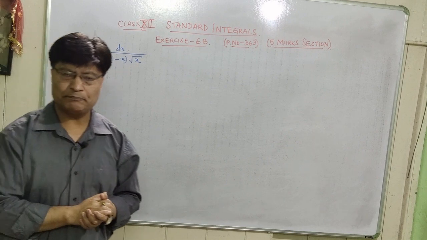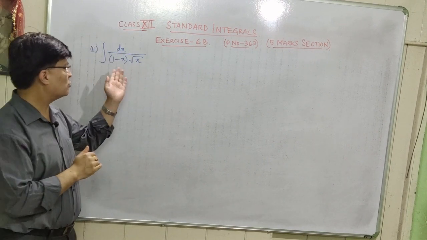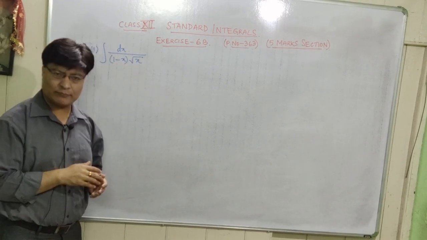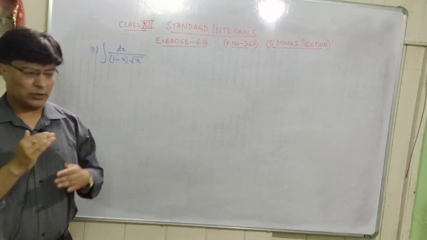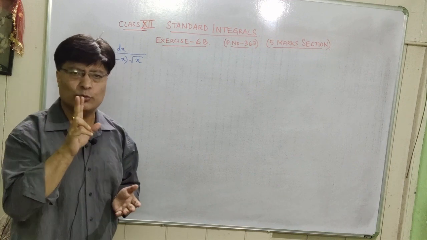What is the method here? So outside is square root, in the denominator there is 1 minus x, here the power of x is 1. And within the square root also, here the power of x is 1. So what was the method? So in the last online class we did two methods.